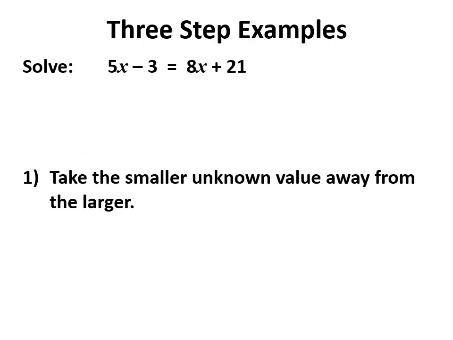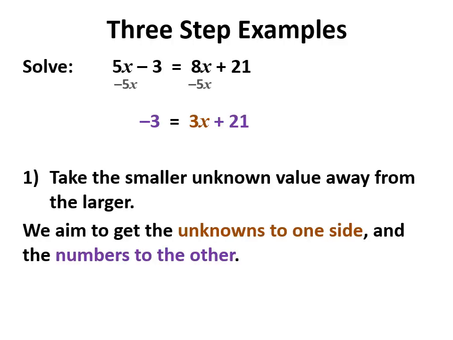So we look at this, unknown smaller from larger. Well, the 5x is smaller than the 8x, so this time we're going to take the 5x from both sides. That leaves us with minus 3x on this side, and 3x and a 21.